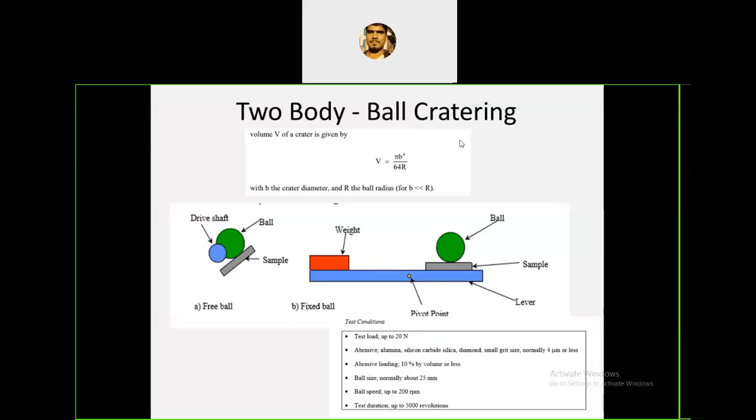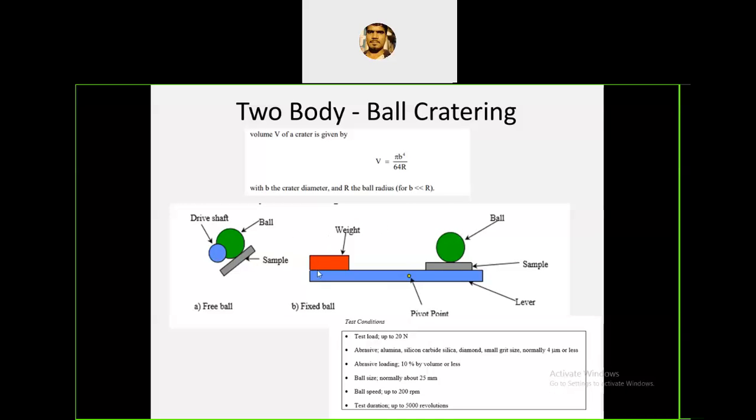So here, cratering, a ball cratering. Cratering means making an impression, that rotating ball making the impression on the surface. See, here it's a free ball, the sample and the driving shaft, and here the ball is fixed. Here the ball is a free ball, meaning with the help of this shaft we can drive the ball. If you want, we can move the ball to the right side or left side with the help of the shaft, but here it is a fixed ball.